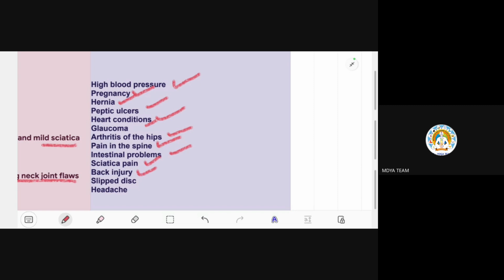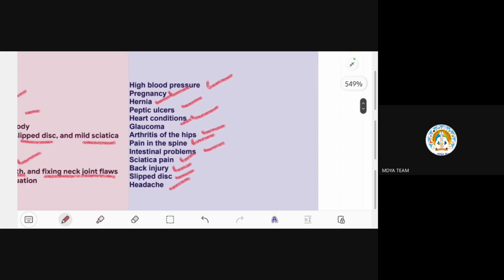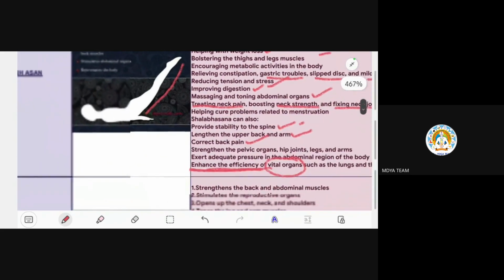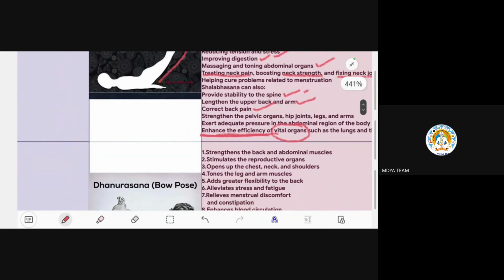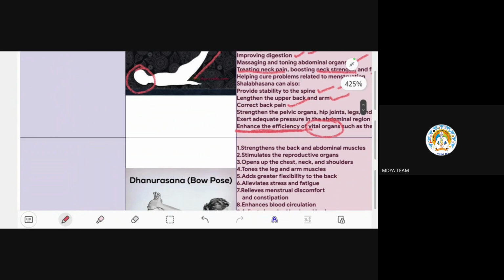Back injury, slip disc, and headache. Again, it gives so much pressure. If one raises the head, then we should not. And we should put our head down on the nose tip or on the chin. We shall relax our head.